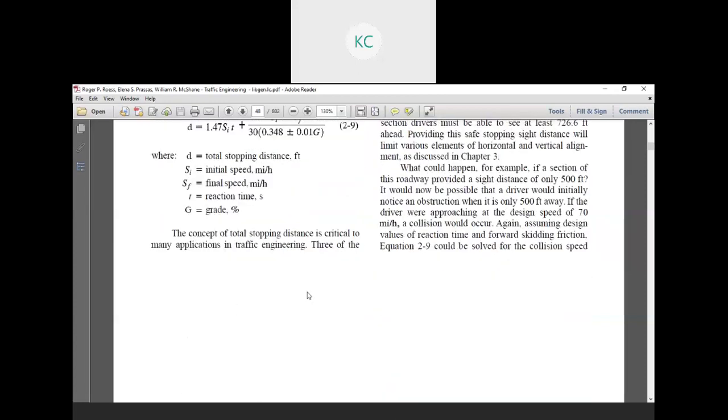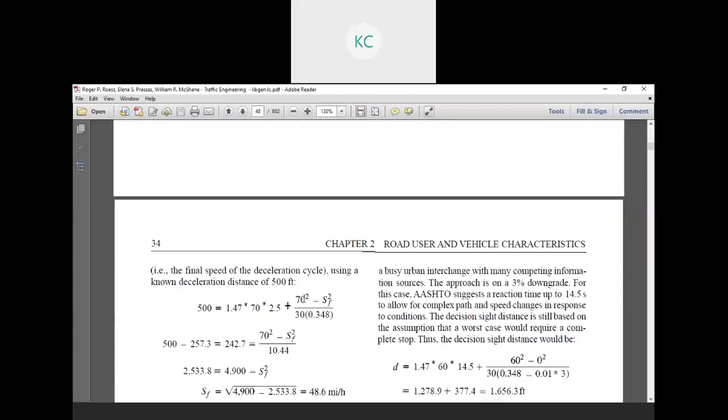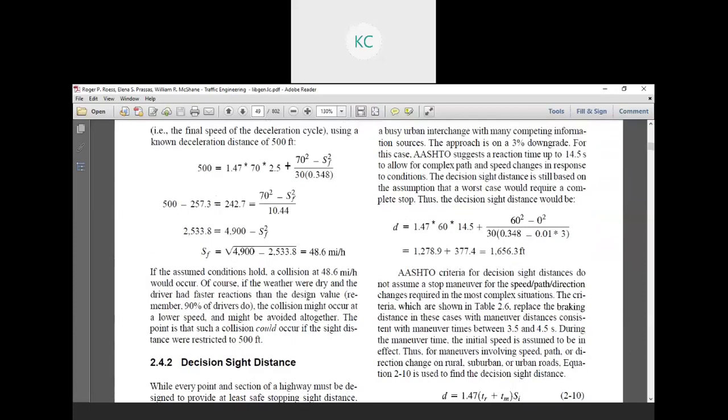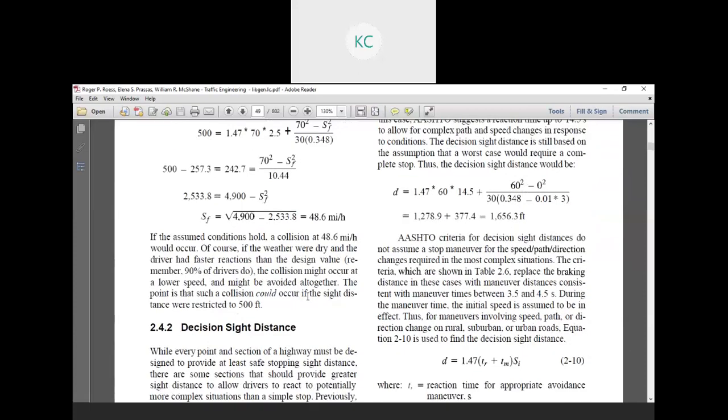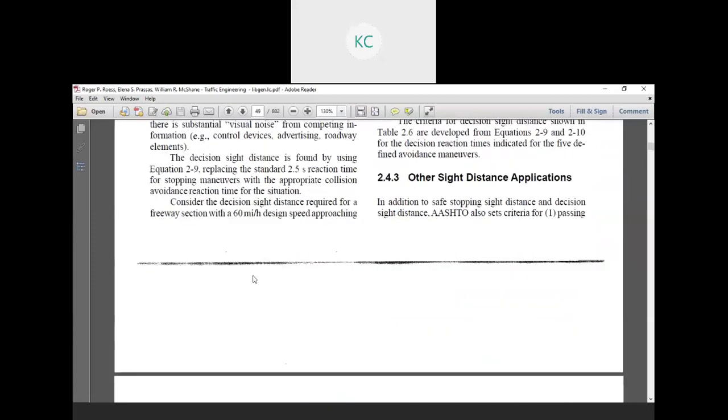So here we conclude our first chapter, the introduction of traffic engineering, as well as a basic introduction of the road user characteristic and the vehicular characteristic. In the very next lecture, we will start our new chapter on the traffic volume count and the different methods available to take a vehicle count in traffic studies.